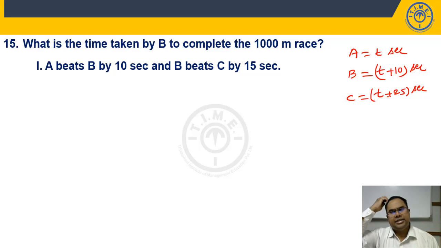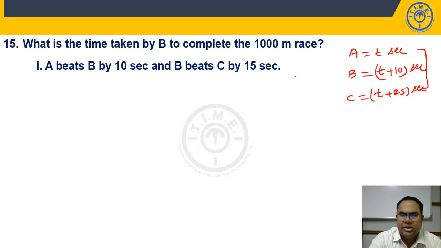Time taken by A, T seconds. Time taken by B, T plus 10 seconds. Time taken by C, T plus 25 seconds. That means if you look at the difference, A beats C by 25 seconds. But I don't know the time taken by B here, so I cannot answer.